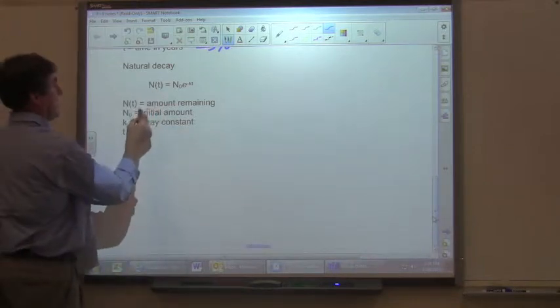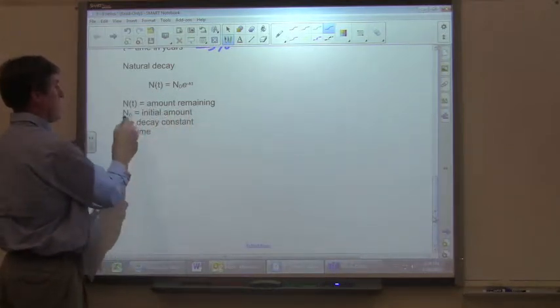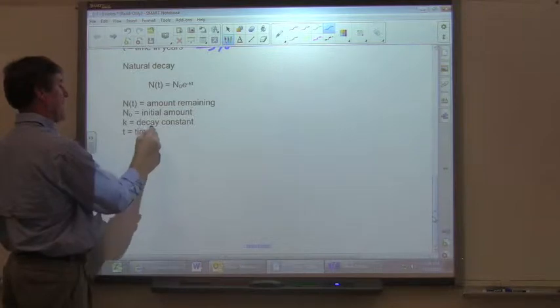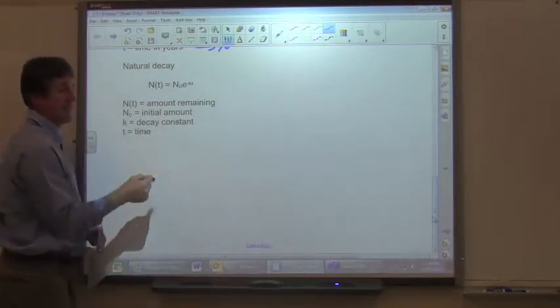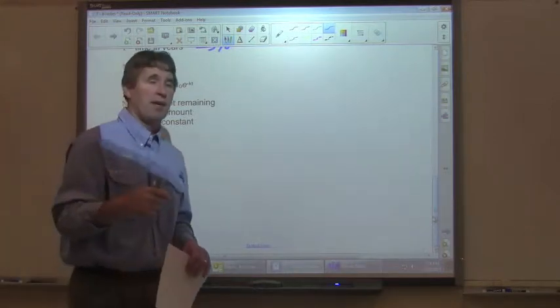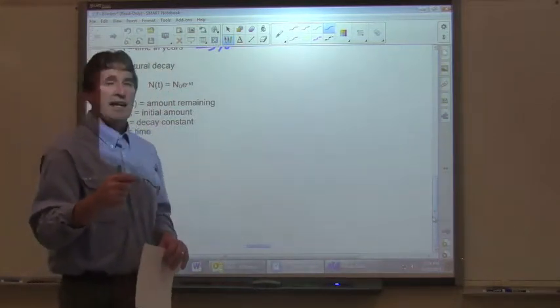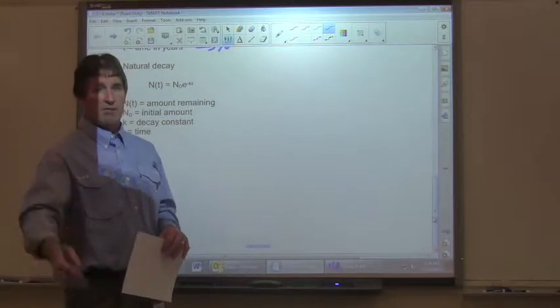So N(t) is the amount remaining. N0 is the initial amount. k is the decay constant. What's the constant rate it's decaying at? And t is time. You also see this with something that is radioactive. It gets less and less powerful each year.